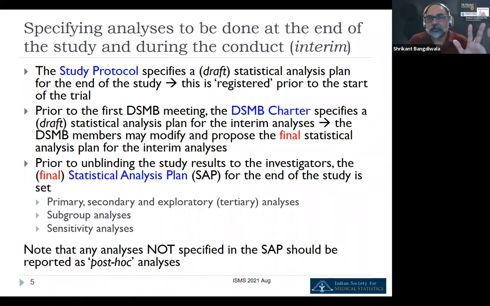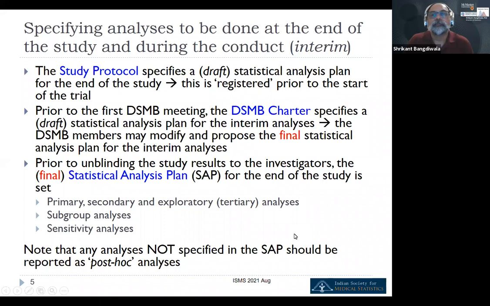Now, journals don't hold people to it because they don't know, and sometimes they don't go through the exercise of looking at what you registered. But the statistical analysis plan has to be registered, signed off, and approved, and they may demand to look at it. If they look at it and see that it's post hoc, they will force you to call it post hoc as well.